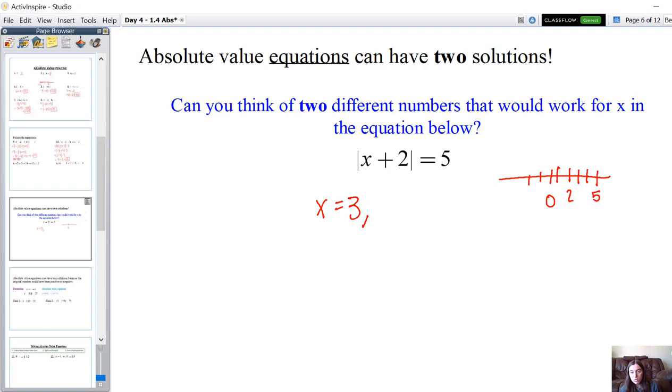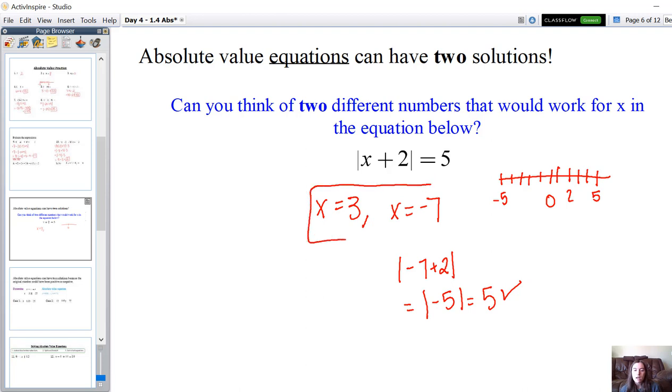But we could also go 5 units to the left of 0. So maybe we need to get from 2 to -5 and see how we can get there. So then if we wanted to get from 2 to -5, we would be subtracting 7. So our other x value could be x equals -7. Now let's think about that for a second. Does that work? -7 plus 2 is -5. And we know the absolute value of -5 is 5. So -7 and 3 are both values of x that work for this equation.